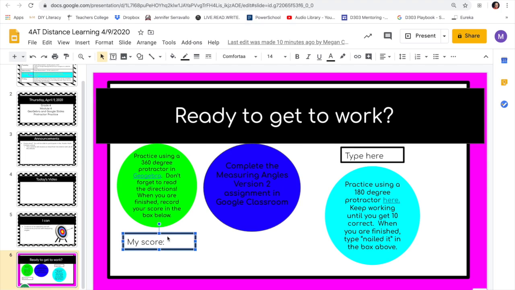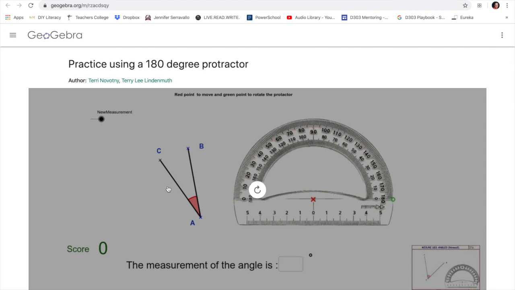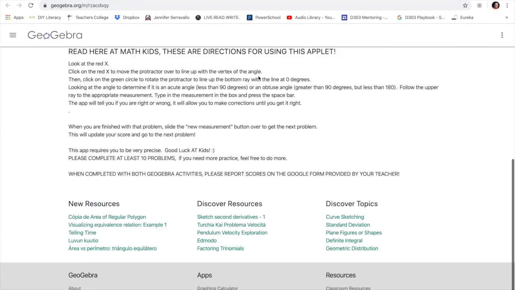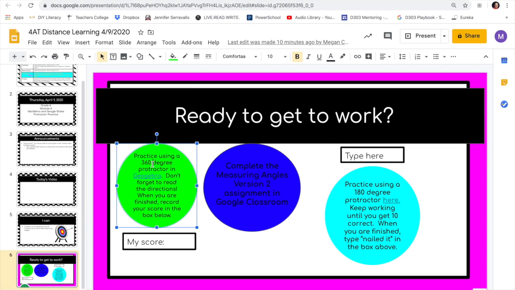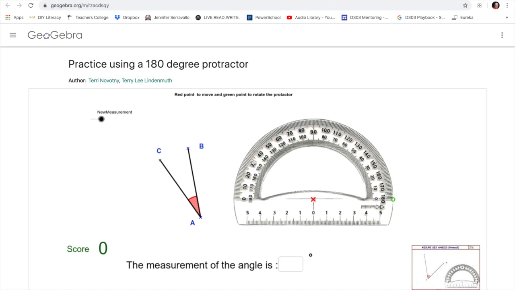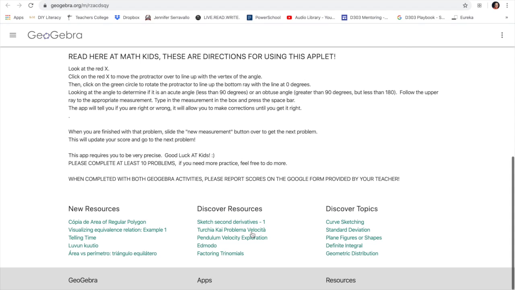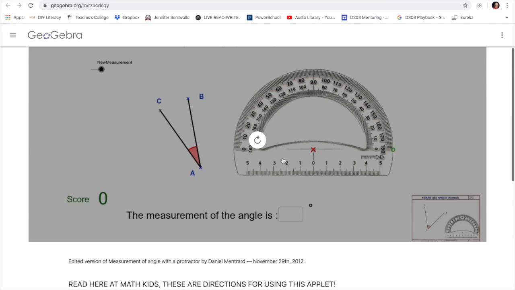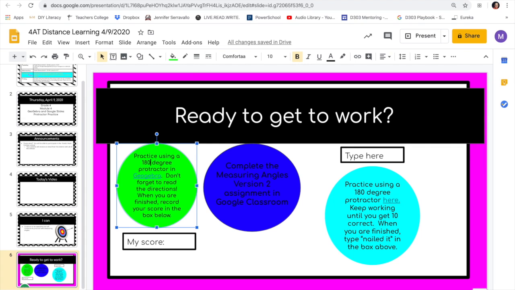When I'm checking these out, I'm looking for you to have recorded your score in this box. You are going to be turning in this slideshow. I have this linked here, so you will go over to GeoGebra and you will see this cool assignment that's going to allow you to practice. Please make sure you read the instructions before you begin. These instructions are really, really important. So read these instructions and then get to it. Once you're finished with that, you have to record your score here in this box.